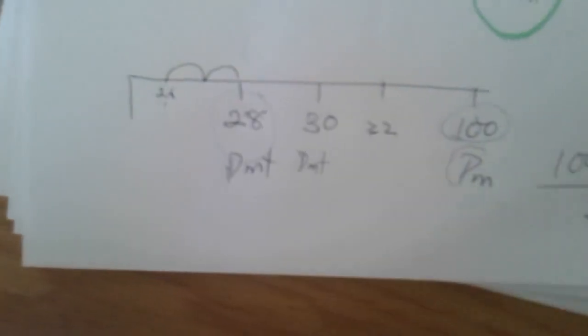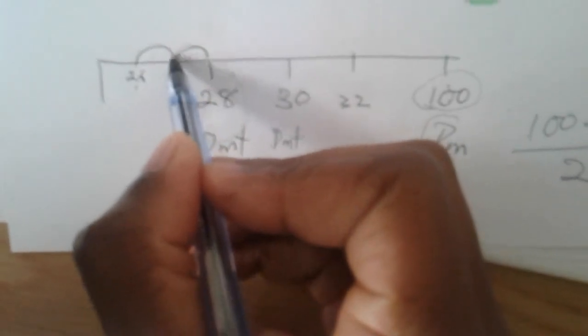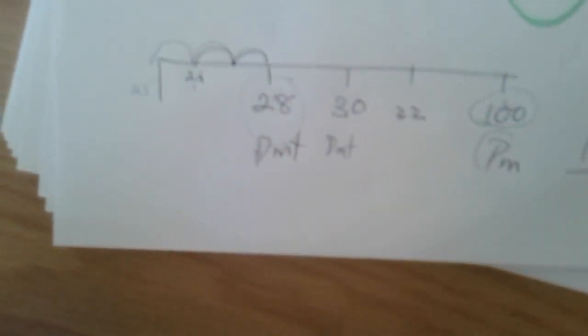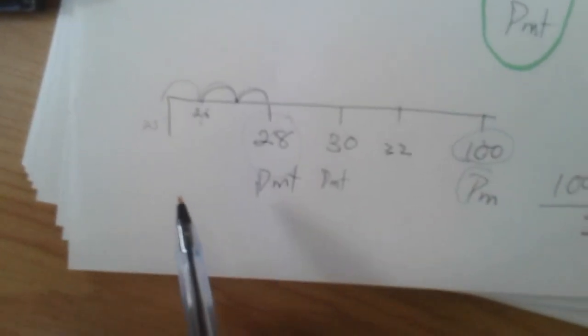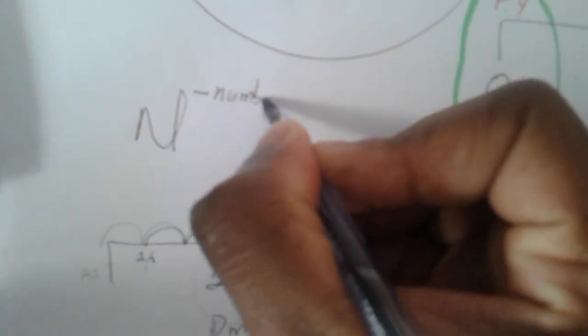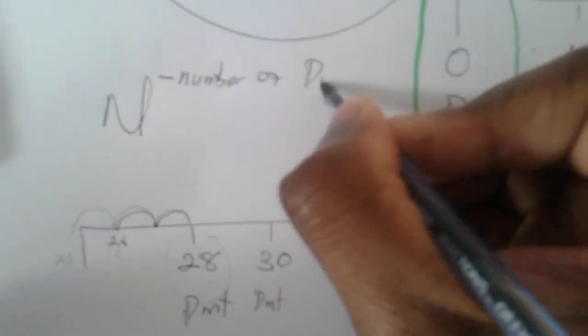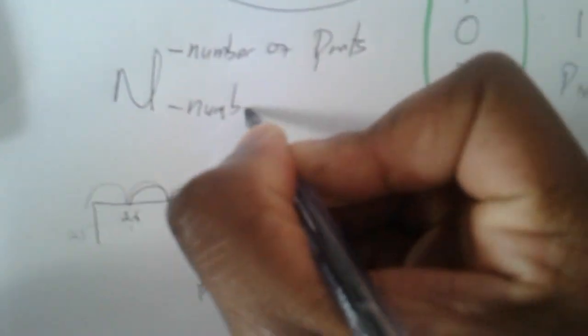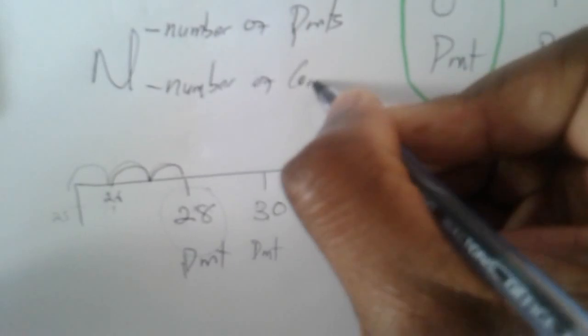Again, if it was 3 monthly, you go 3 months back, to 25. You say 100 minus 25 divided by 3. If again it's 4 months, you go 4 months back. So you can use this method to calculate your N. And remember, we say the N can be number of payments or number of compounds.